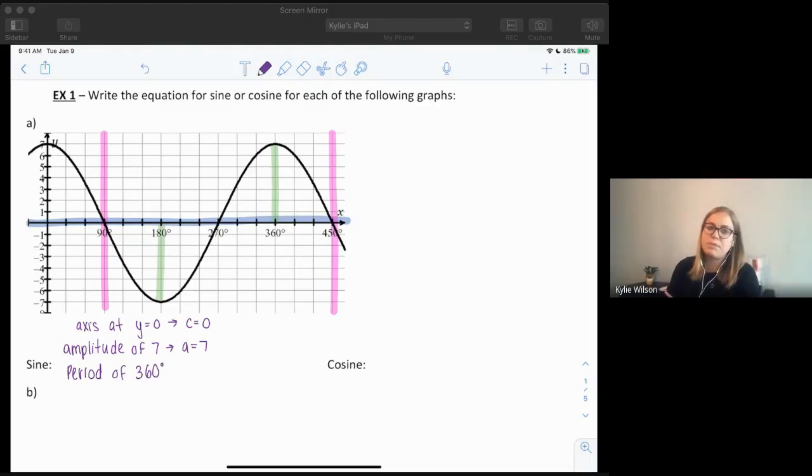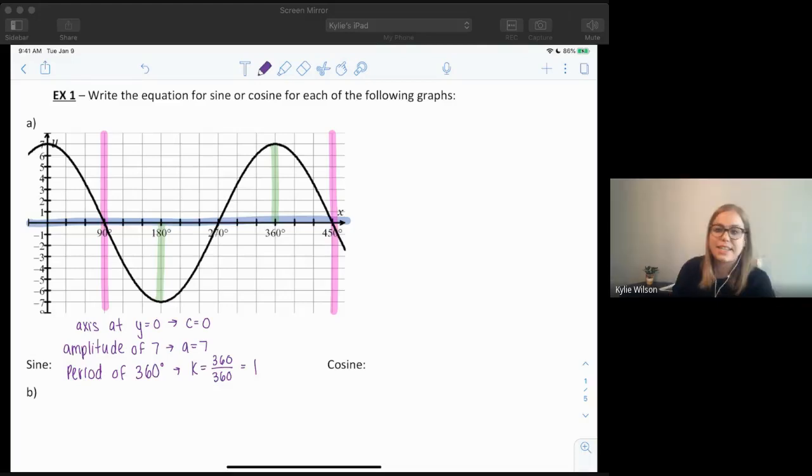So my period is 360 degrees, and that just means that my k value is 1, but I'll go through the process. So k equals 360 over the period, which is 360. So k just equals 1. We'll go through and do the whole process just so you can see it each time.